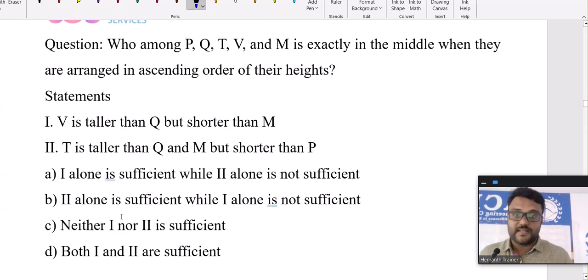So what topic is this? Data sufficiency. Again, they're asking who is exactly in the middle among five people. Now use those statements. Sometimes three statements are also given. Use these statements and decide who among P, Q, T, V and M is exactly in the middle when they are arranged in ascending order of their heights.